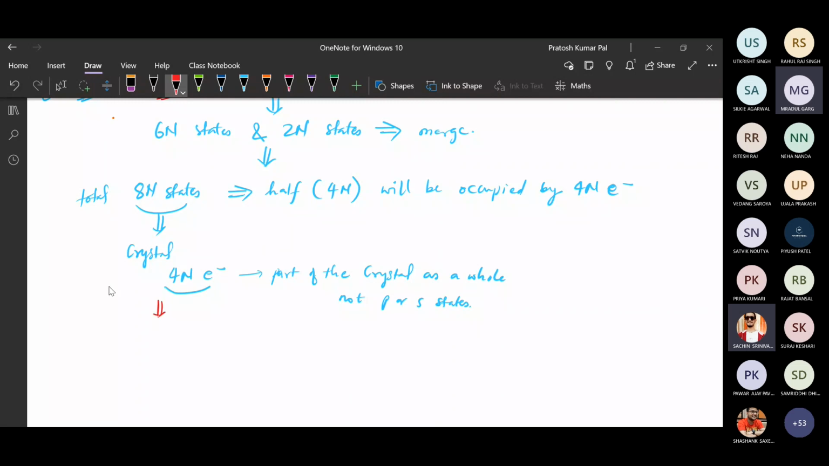So these elements are called tetravalent, because each atom is going to contribute 4 electrons to the crystal. Here, because 4 electrons are shared by atoms, the element formed by this crystal is sharing 4 electrons, so this 4 electron sharing will make it a tetravalent element.